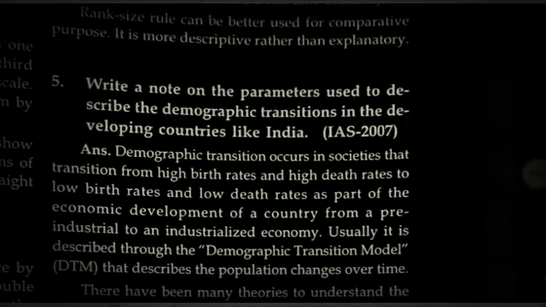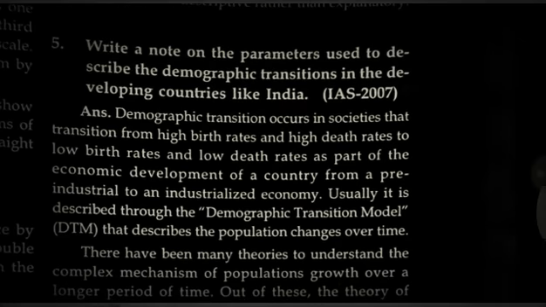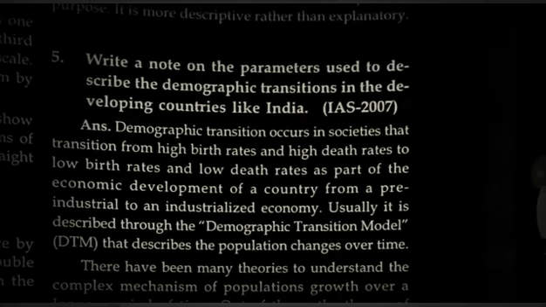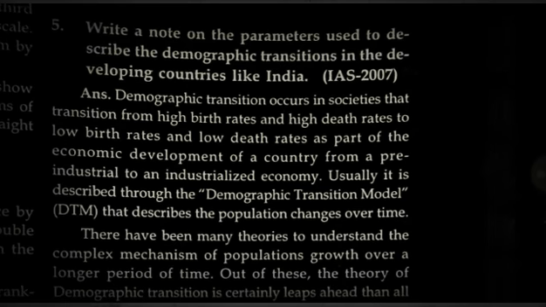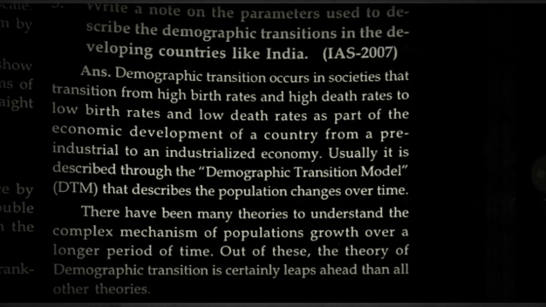First of all, our first question: write a short note on the parameters used to describe the demographic transition in the developing countries like India. So demographic transition occurs in societies that transition from high birth rate and high death rates to low birth rate and low death rate as part of the economic development of a country, from the pre-industrial to an industrialized economy.